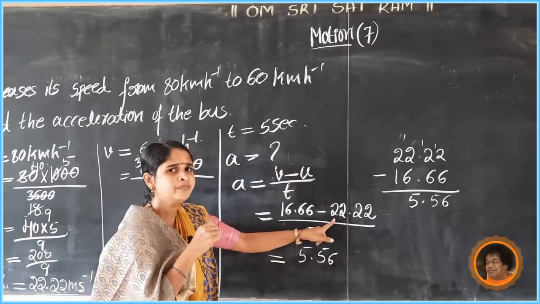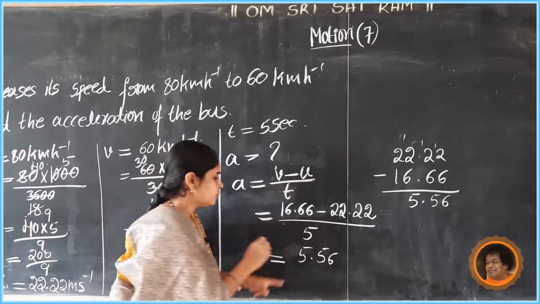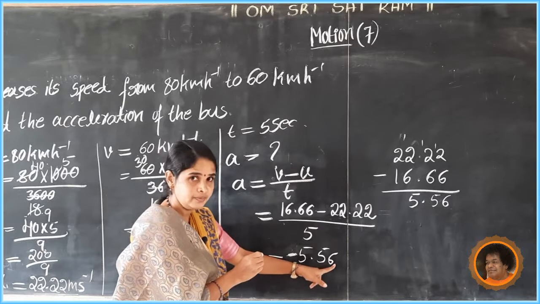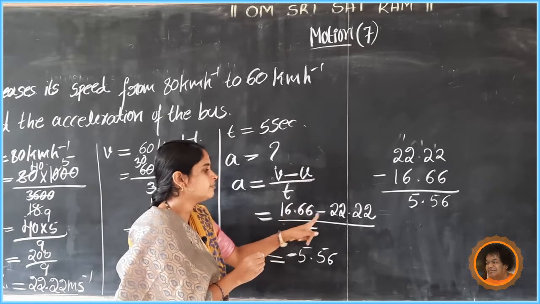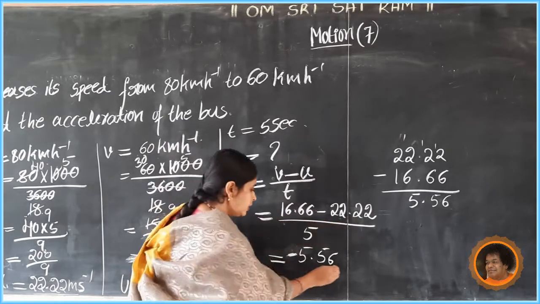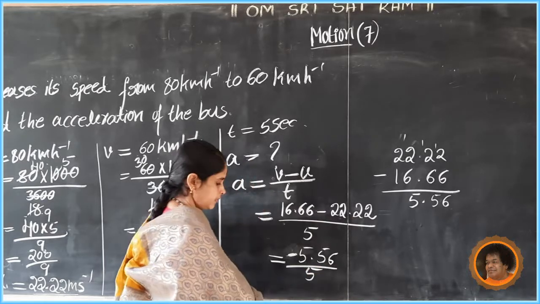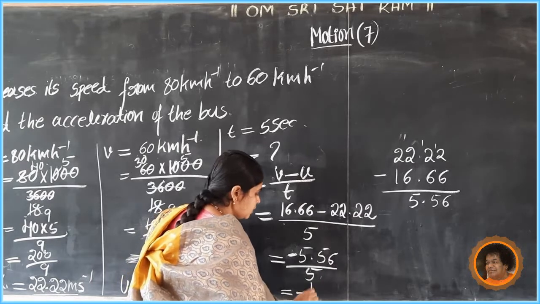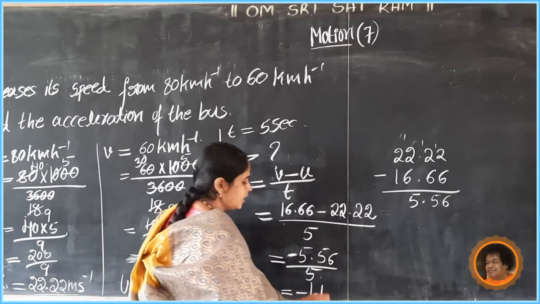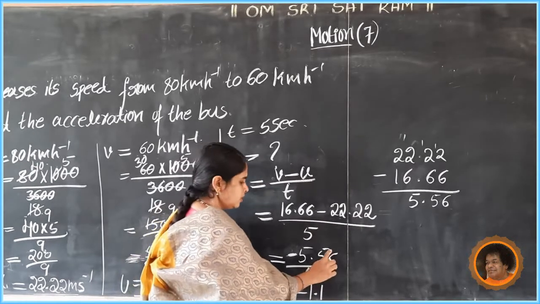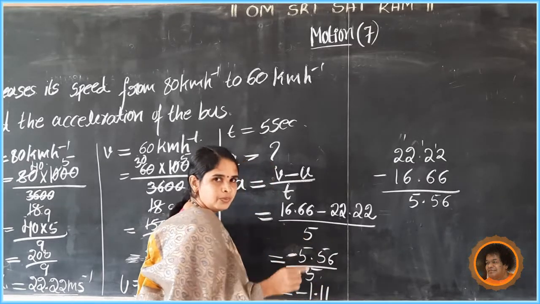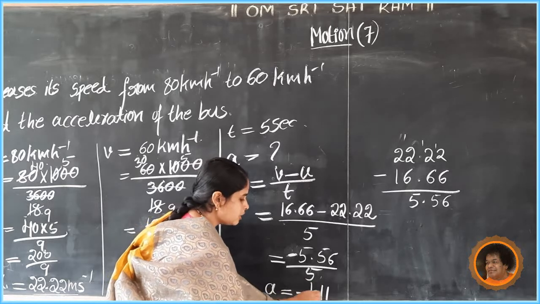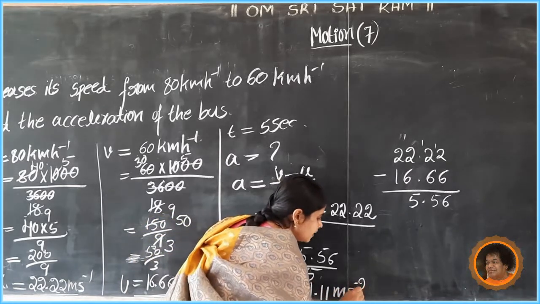Here the greater number, its sign is minus. So here the sign is minus: minus 5.56. It is the value of 16.66 minus 22.22 divided by 5, equals 5 ones are 5, then 5 ones are 5. So its value, acceleration equals minus 1.11 meter per second square.